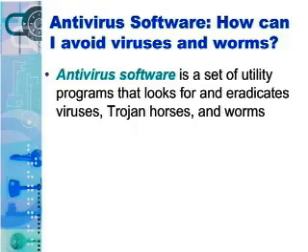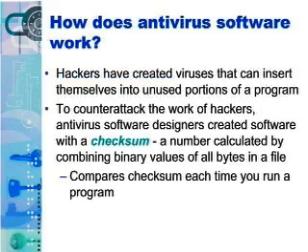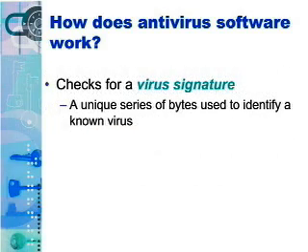A checksum is a number calculated by combining the binary values of all the bytes in a file. Each time you run an application, antivirus software calculates the checksum and compares it to the previous checksum. If any byte in the application program is changed, the checksum will be different and the antivirus software assumes the virus is present.